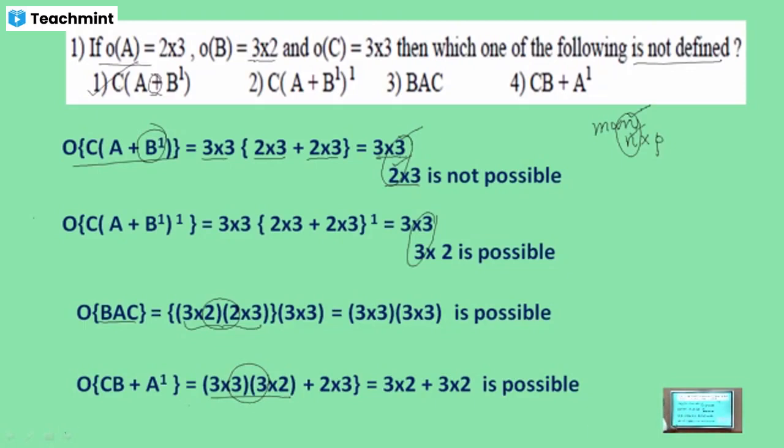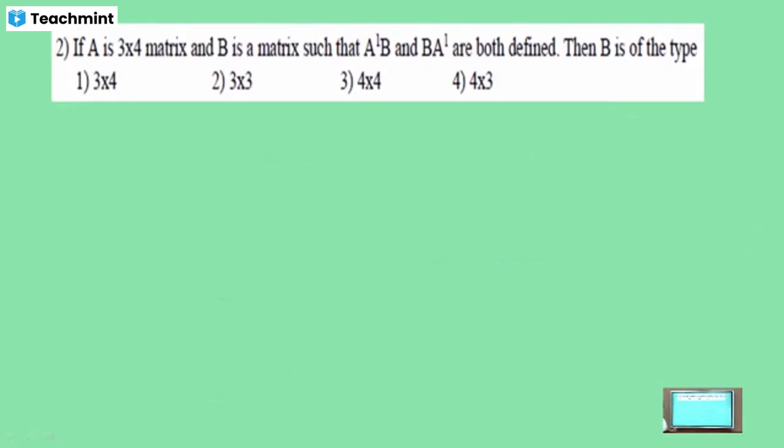We'll go to the second problem. Look here. A is a matrix of order 3 cross 4. B is a matrix such that A dash B and B dash A both are defined. A dash B and B dash A both are defined. Then B is the matrix of the type.